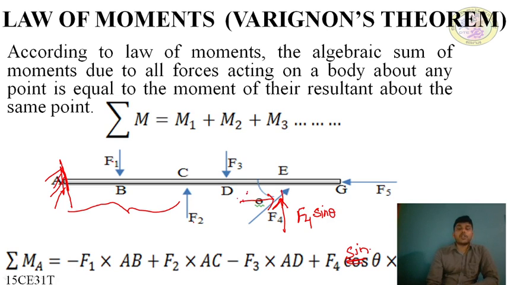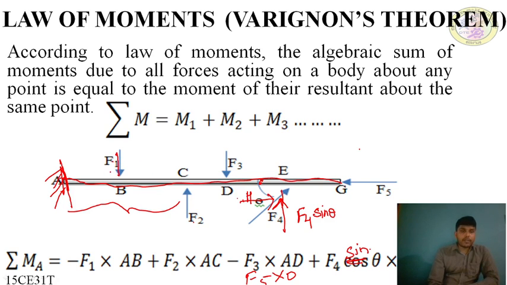The other force is the horizontal component, which moves in this direction only. The horizontal component moves along the point of application, so there is no perpendicular distance. F5 is not taken here, because F5 is F5 into zero distance. That's why F5 is neglected here: F5 moves in the direction of the point where we are taking the moment. It is collinear, and there is no perpendicular distance.